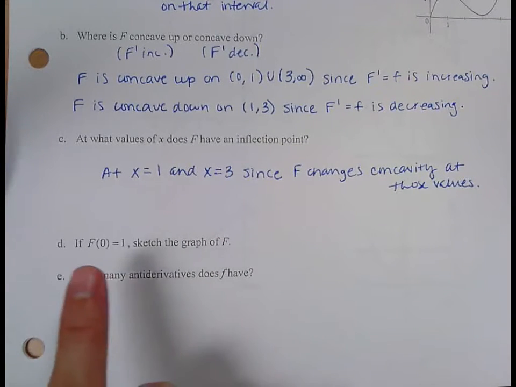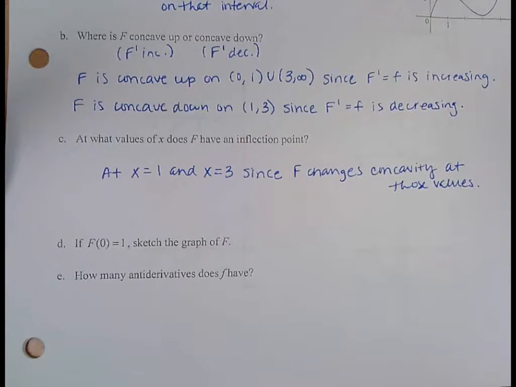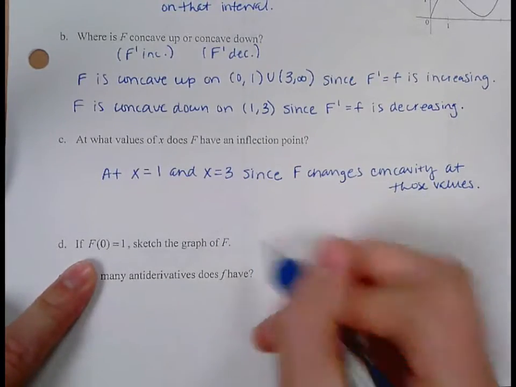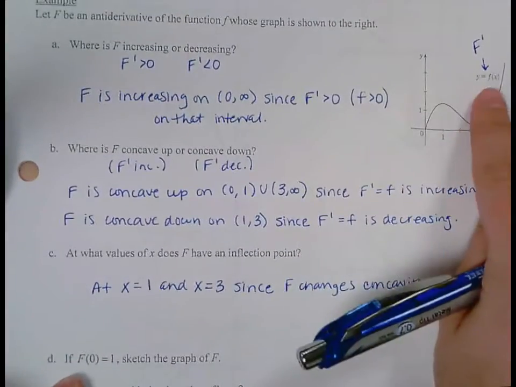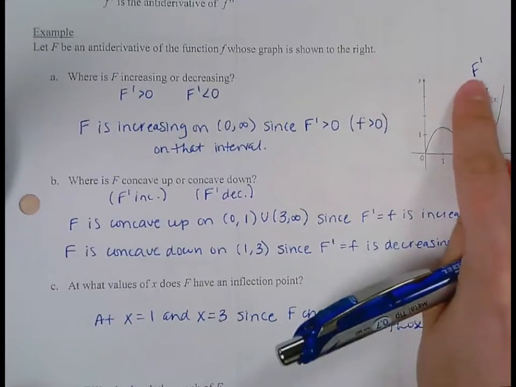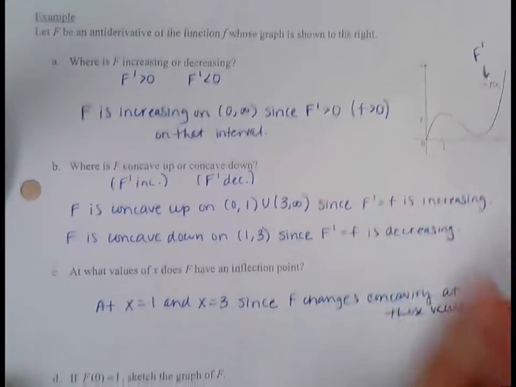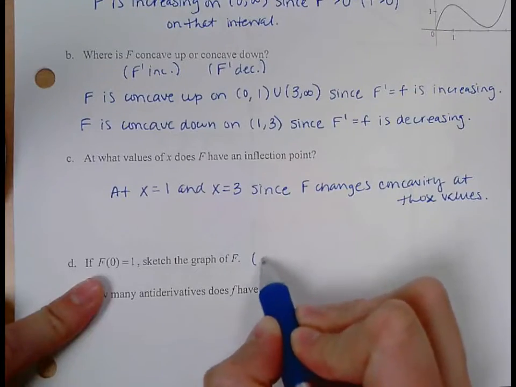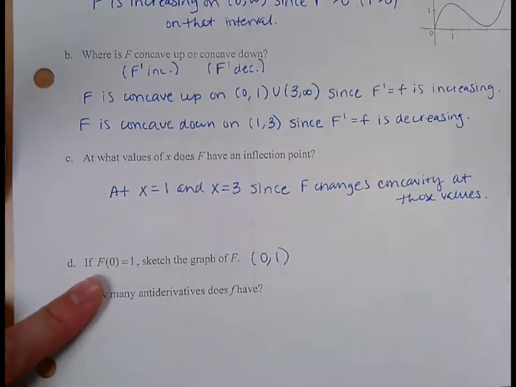All right, and then D says now if capital F of 0 is 1, sketch the graph of F. So this means because the graph of lowercase f, which is the derivative of capital F, starts at the x value 0, this means our starting point has to be 0, 1.